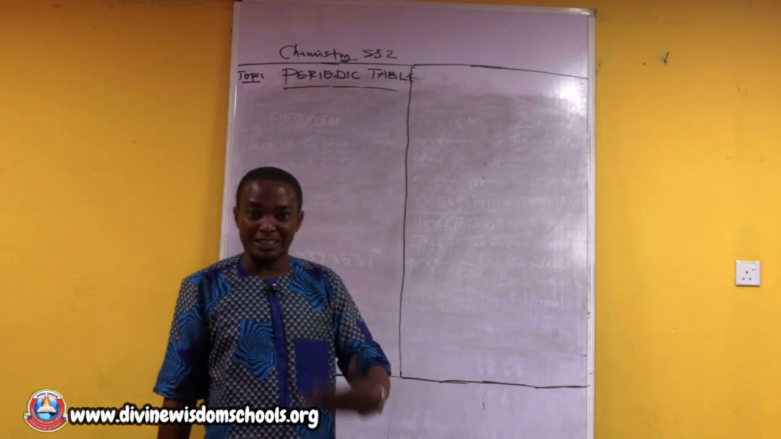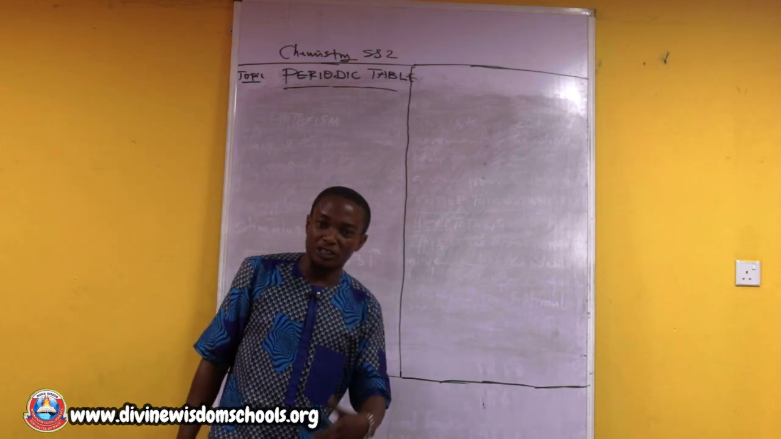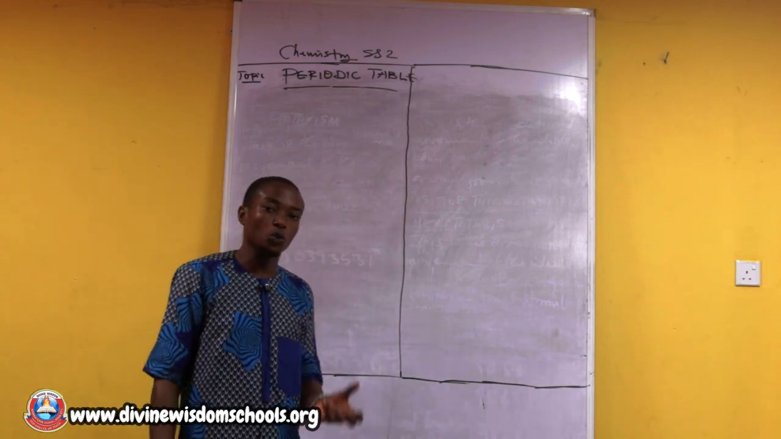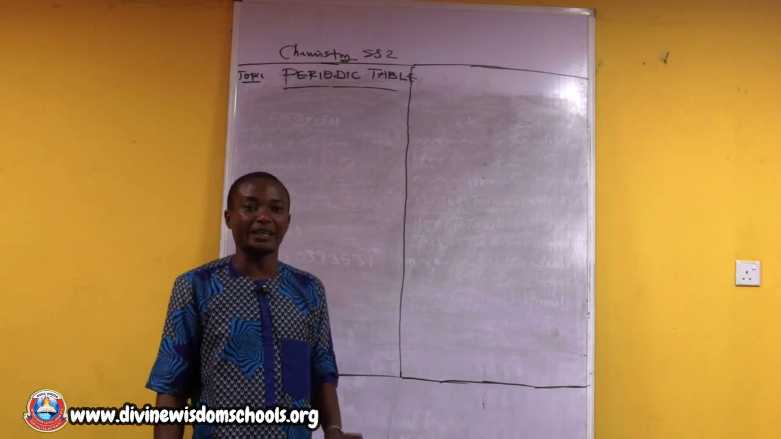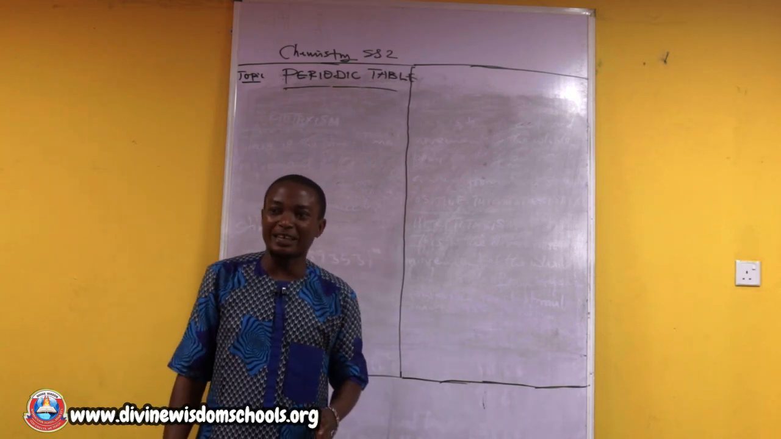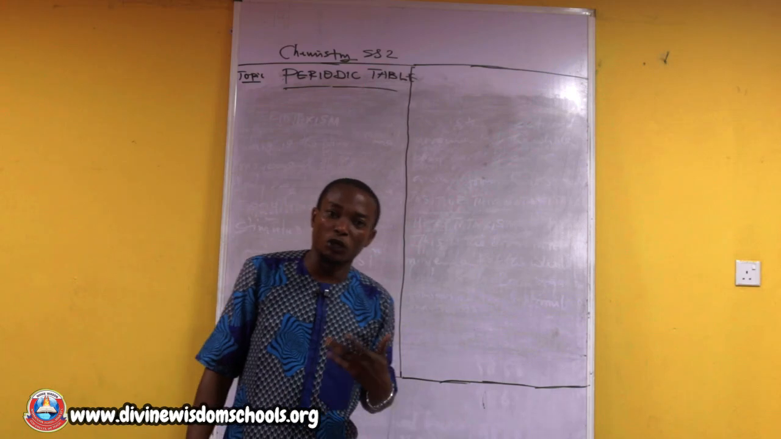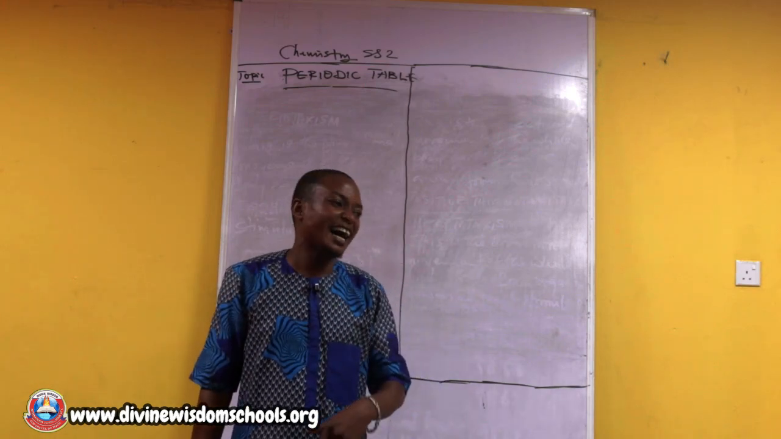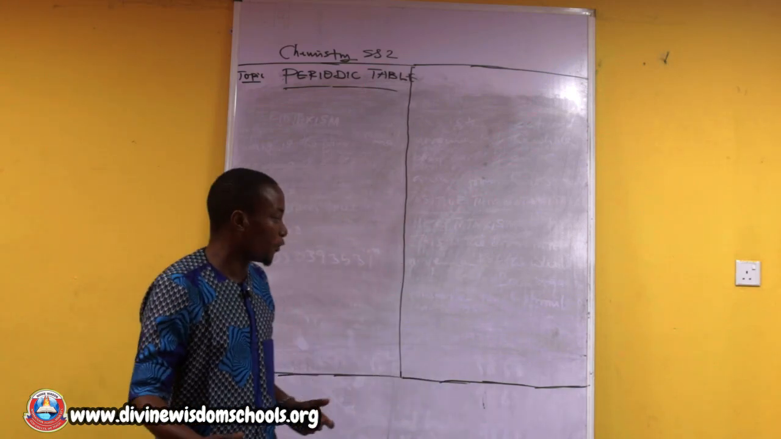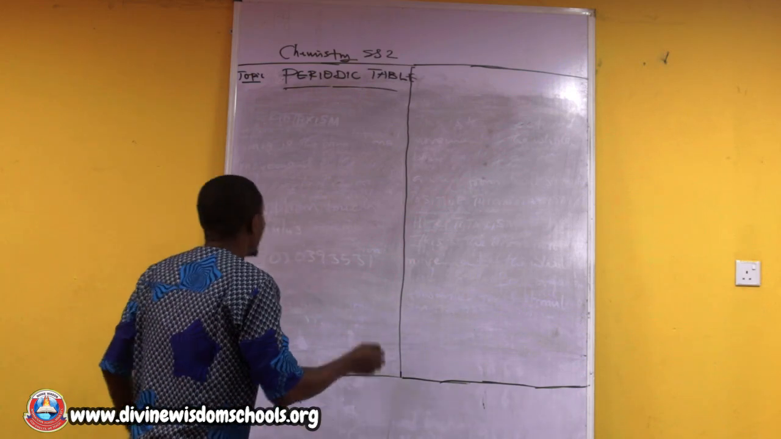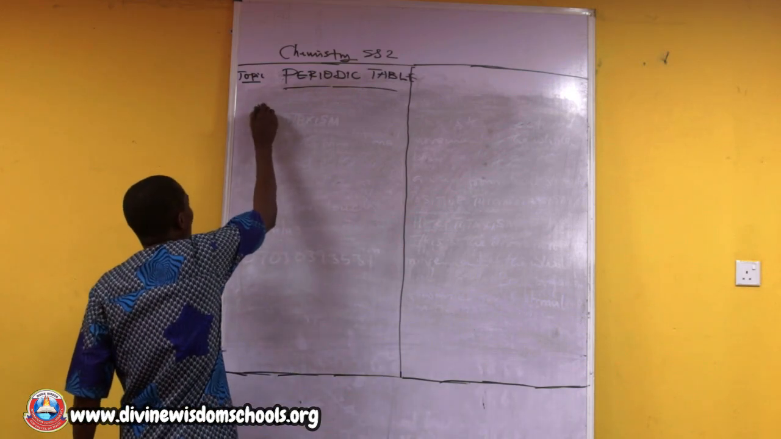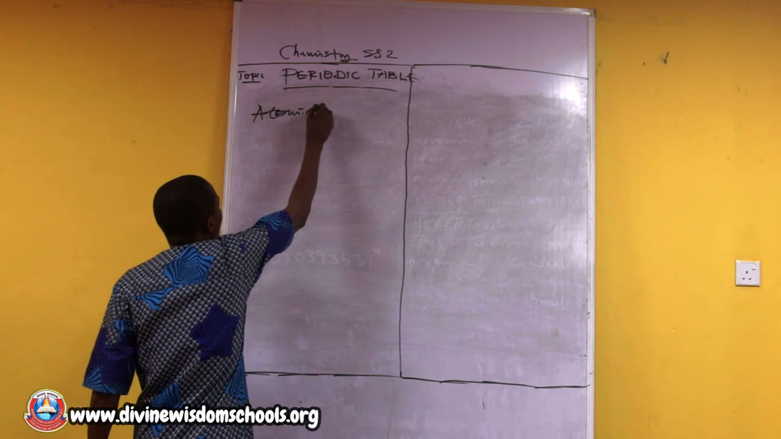Before we proceed further into this topic, I would want us to look at what atomic number is, what mass number is, and even to the extent of looking at what the electron number and the neutron number is. So, follow me as we proceed. Let's start from the atomic number.